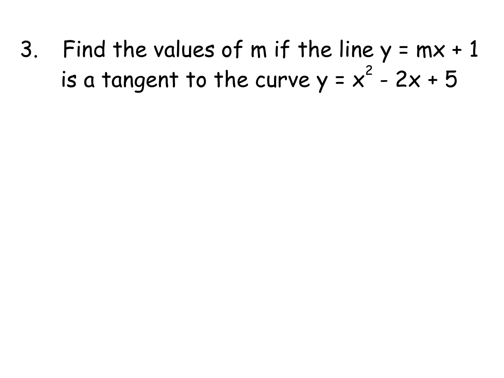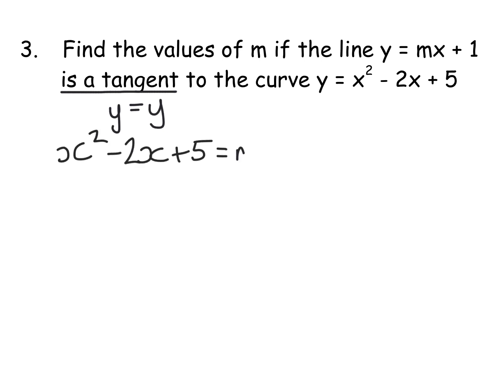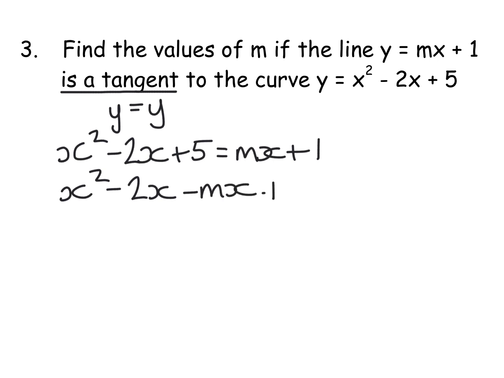Okay, the third style of question is this one, where they've told you to find an unknown value, and they've told you that the line is a tangent already. So to find the value of m, we know the line is a tangent. We're still going to set y equal to y. I'm going to put the quadratic on the left-hand side again. And then we're going to bring everything over. And that will give us a plus 4.